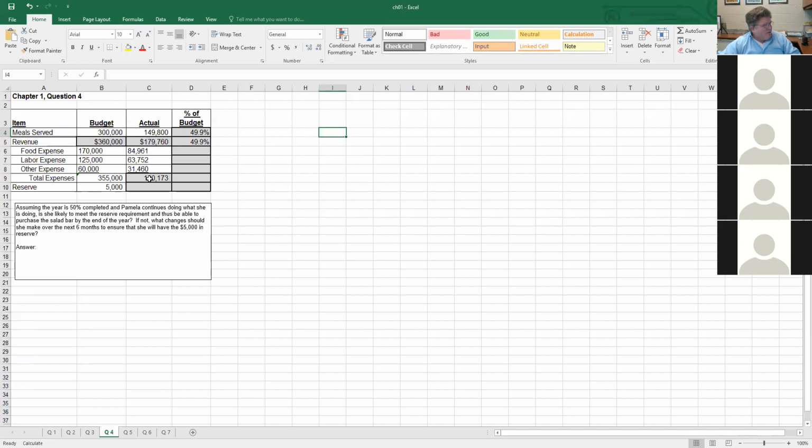Now we have our expenses. So we've already got our total expenses. How do I get a percentage over here? What would I do? Do the same thing. Divide the actual by the budget. If I divide 84,961 by 170,000, I get right at 50%. And I can do that for all of these, and down here for total expenses, and get the number.